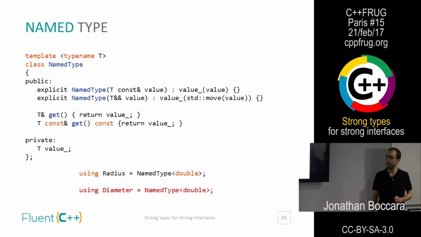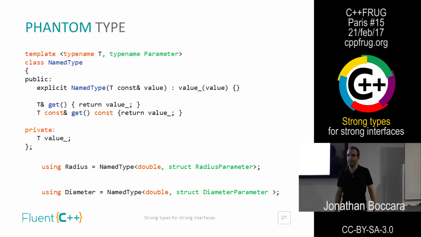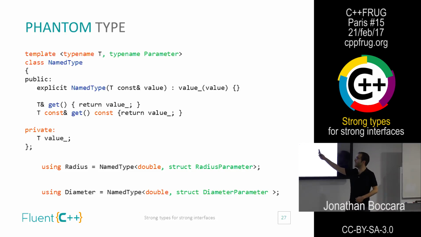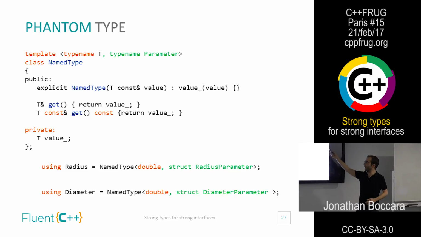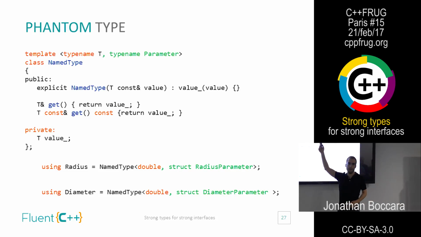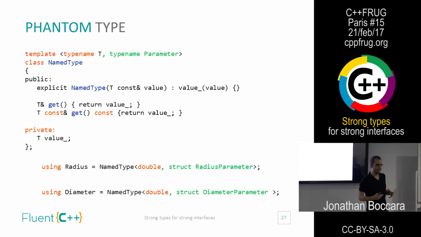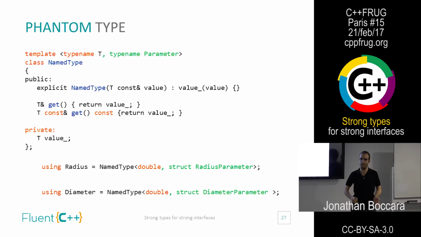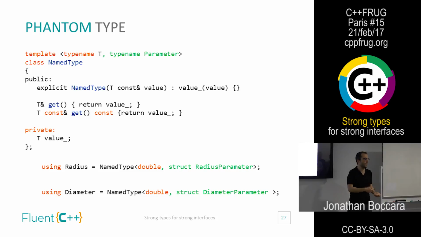One way to do this is using phantom types. Hence the phantom. A phantom type is a template type that's there in the class up there, that's not used in the implementation. In that sense, it's here, but you can't see it. So if I provide a different phantom type, then I've got a different type, right?